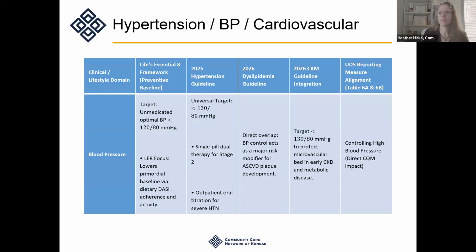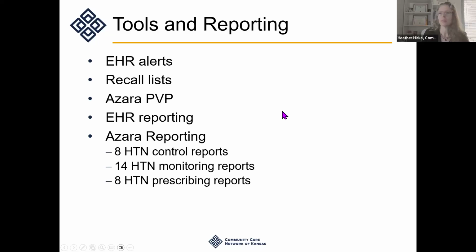Speaking of Azara, we'll get into some of the Azara reports. But I need to back up just a little bit. I got a little ahead of myself. If we're going to work on dyslipidemia, cardiovascular disease, metabolic disease, and preventive care, we've got to know who we're working with, right?